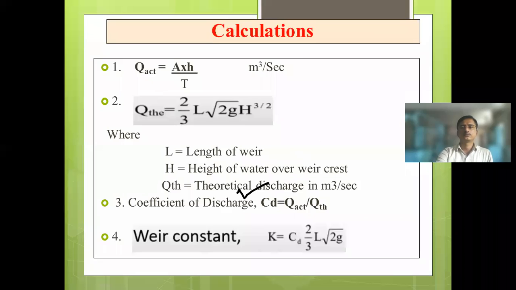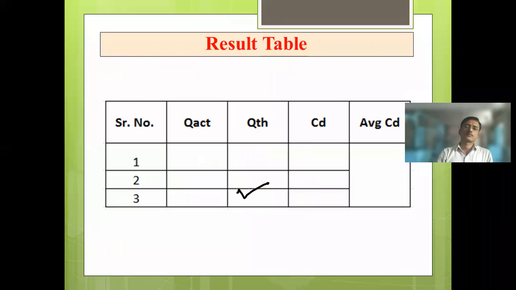Result table: serial number, Q actual, Q theoretical, CD, average CD.